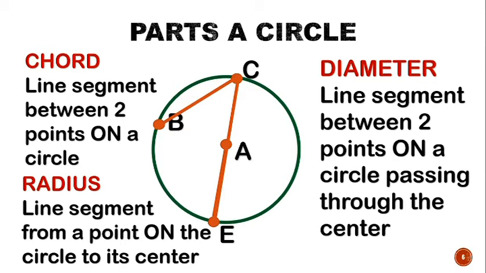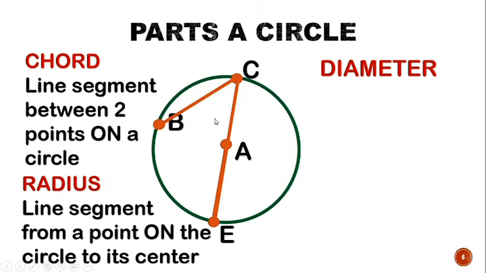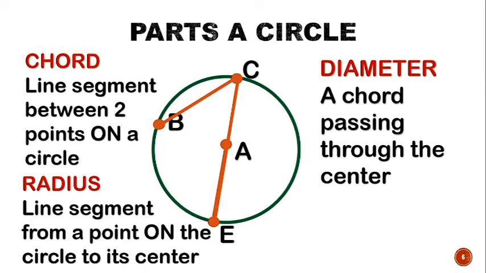So may karagdagang condition. Dapat dumadaan ang diameter sa center. Now, if you will notice, line segment between 2 points on a circle is the same as the definition of a chord. So, ang diameter pwede ring sabihin na chord passing through the center.